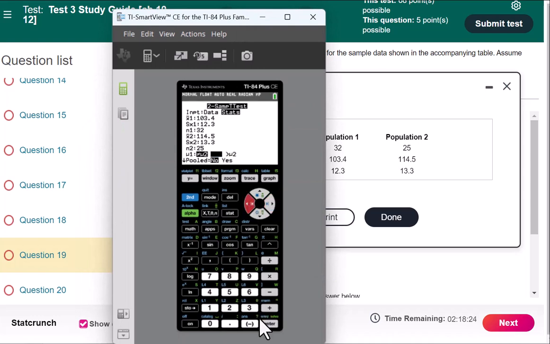So the second one. Now for pooled, by default, the pooled is no, unless he says the population variances are equal, then it is a yes. So we're just going to use no here and calculate. And look, guys, this is the test statistic, and this is the p-value. So the test statistic is -3.23 and the p-value is 0.0011.